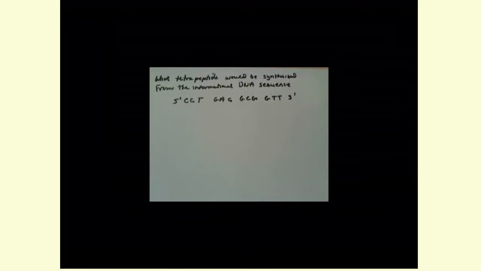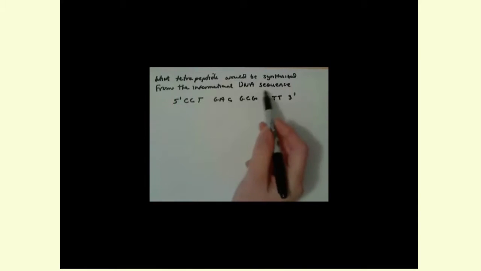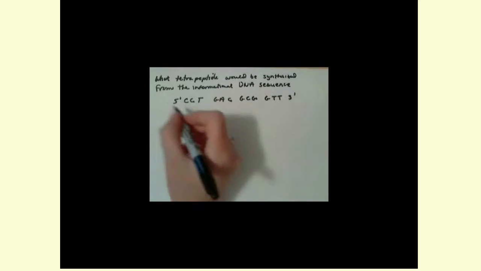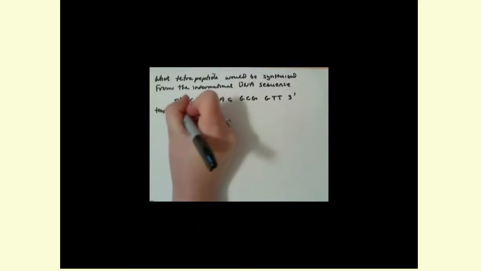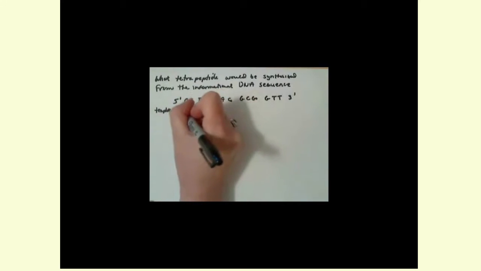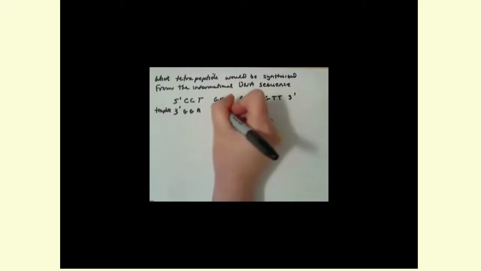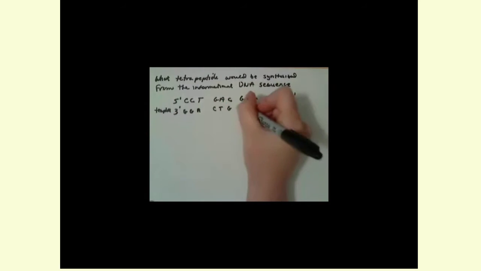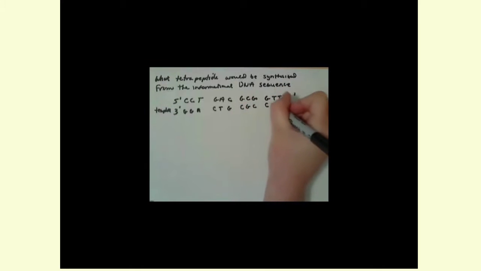So here's a problem for you. What tetrapeptide would be synthesized from the informational DNA sequence given? Okay, so this is the informational sequence. So let's go ahead and write the template strand, okay? And so that would be 3', right? A C will pair with a G, a T with an A, a G with a C, an A with a T, a C with a G, and a G with a C. Here we have a C, a thymine, and an adenine, and 5'. So this is the template strand.